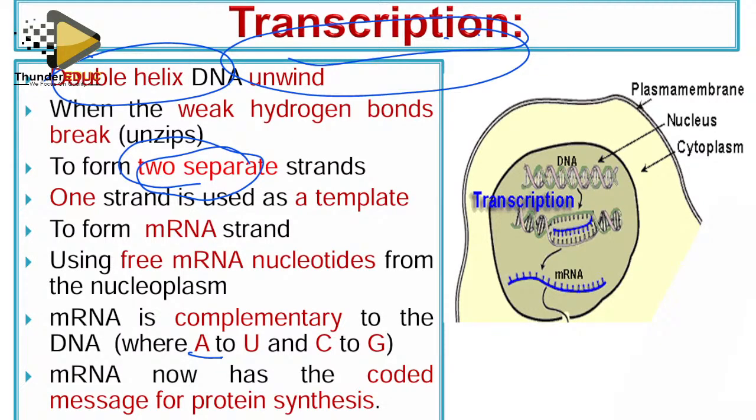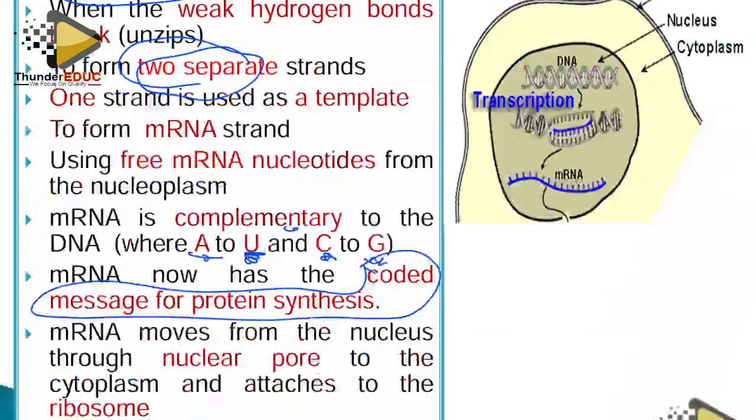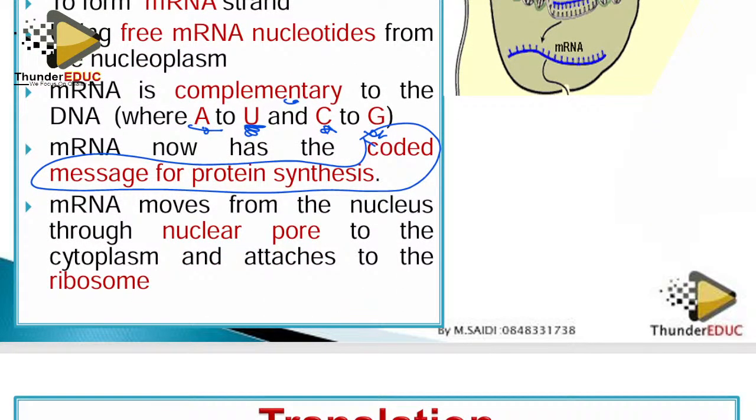Let me be clear here. It's better to use the word complementary to. Why? Because here we talked about complementary. Adenine is complementary to uracil, and guanine is complementary to cytosine. Now, messenger RNA with coded information. This is a marking point; whatever you see in red is a marking point. Coded information for protein synthesis, and then it moves out of the nucleus through the nuclear pore to the ribosome in the cytoplasm.